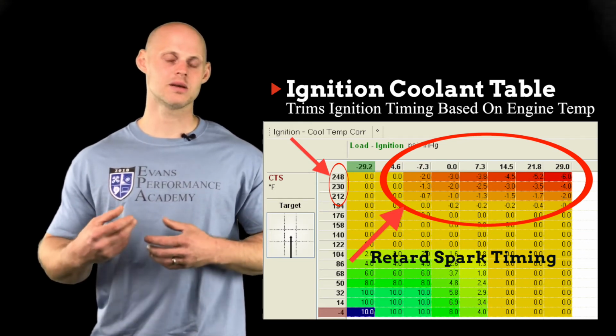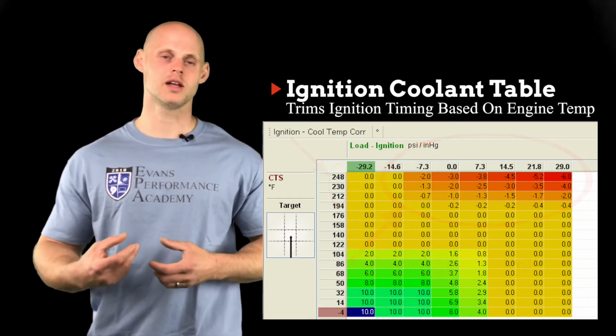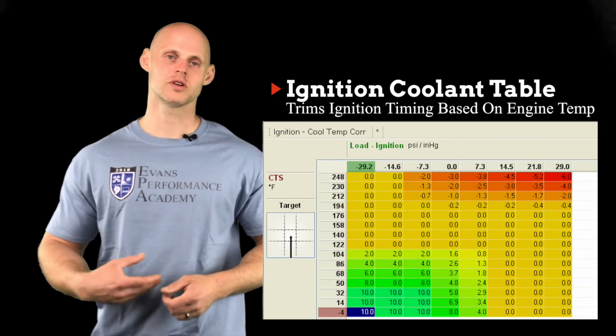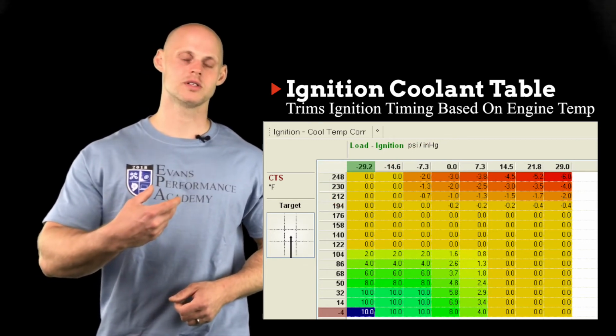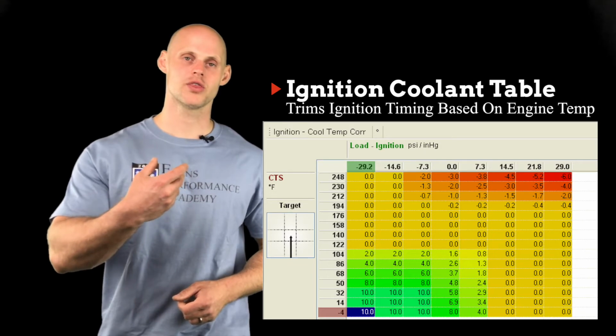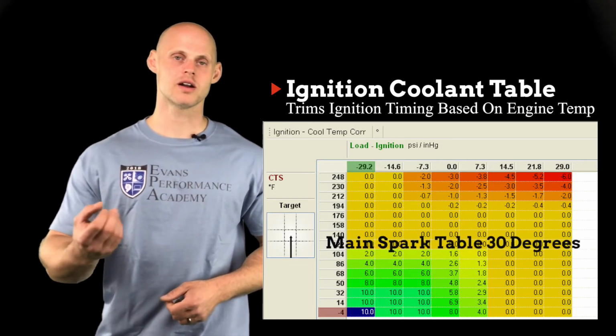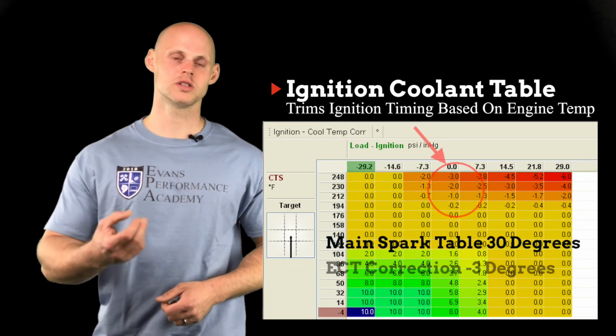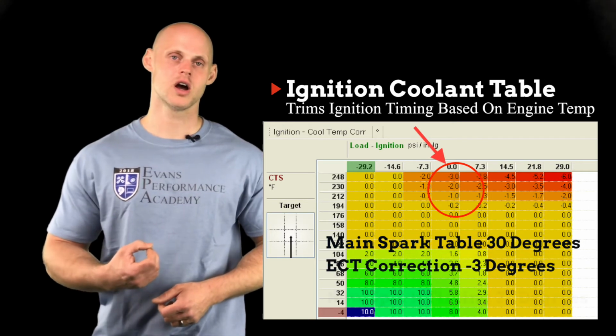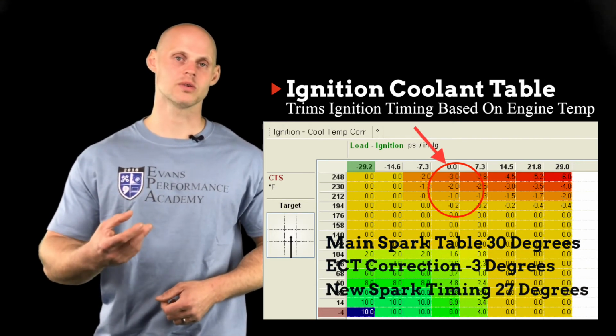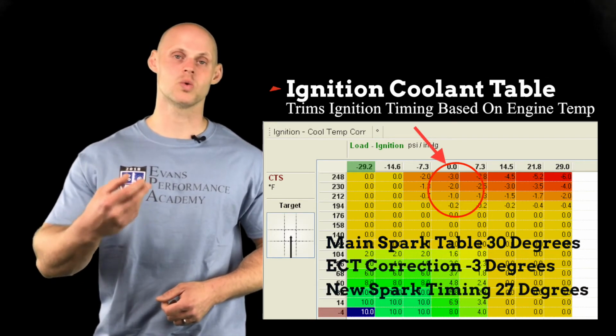Now, this is a modifier table to our main spark timing table. So for example, if the spark timing table is giving us a value of 30 degrees, and our modifier map was saying let's reduce the ignition timing by 3 degrees, our new spark timing value that we're going to deliver to our spark plug is going to be 27 degrees.